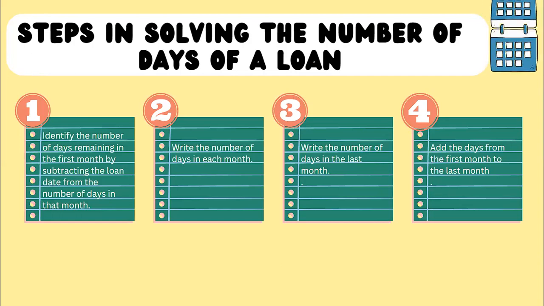For number 4, add the days from the first month to the last month. After you have written all the days of the months included in our loan, add them all to get the total number of days of our loan. So don't forget these 4 steps.